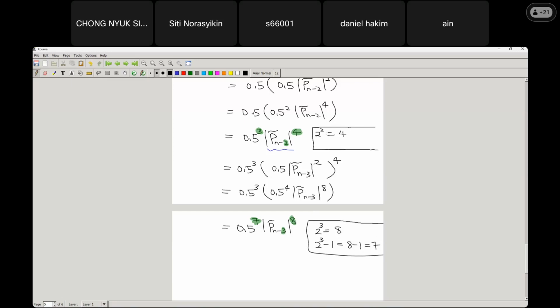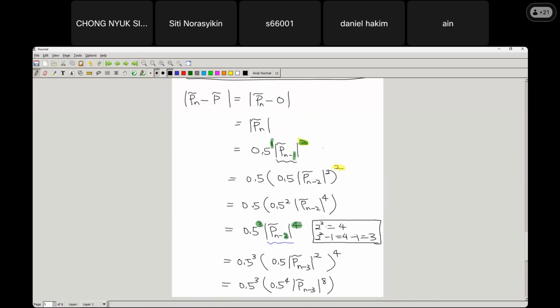Okay, so now how am I going to get a 3? I know that I have 2 square minus 1, so this is equivalent to 4 minus 1. I get 3. This is good. It matches. Okay, the concept is matching.